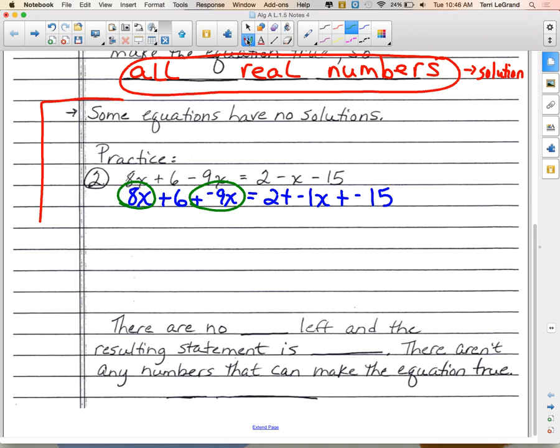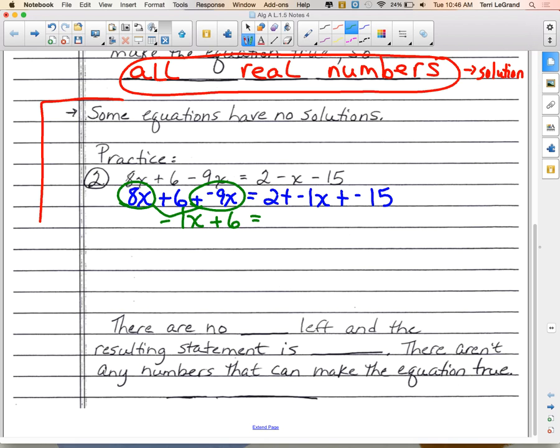We want to say, these guys are on the same side. I just need to bring them together. So what's an 8x plus a negative 9x? A negative 1x. So we end up with a negative 1x when we bring those together. Does that 6 have anything on this side it can be combined with? No. Okay. So it comes along.